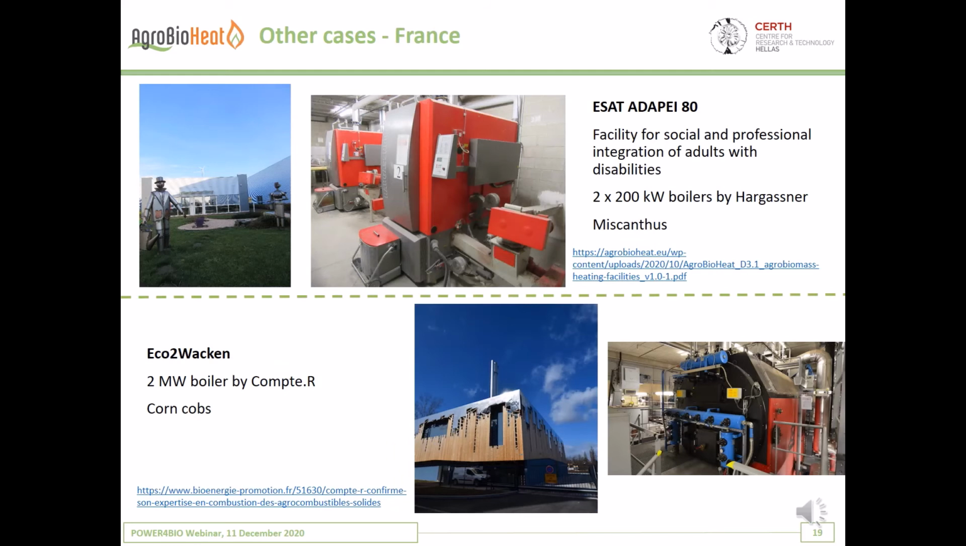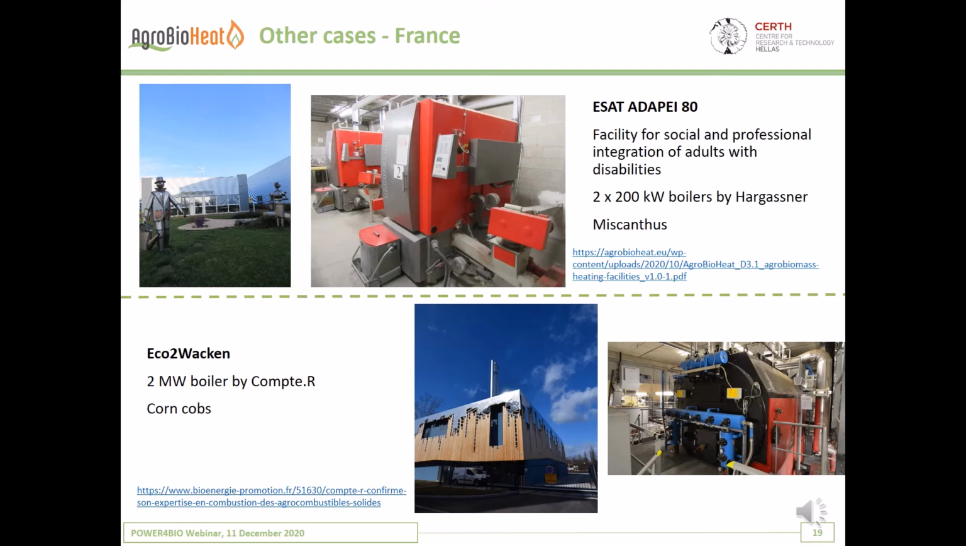In France, there are multiple examples of agrobiomass utilization. I give here just two indicative cases. One is a facility for social and professional integration of adults with disabilities, ESAT ADAP 80. This uses for its heating purposes a dual system of two boilers by Hargassner, and the fuel of choice is miscanthus. You can find numerous cases of miscanthus heating in France. You can find, for example, even abbeys that are heated with miscanthus.